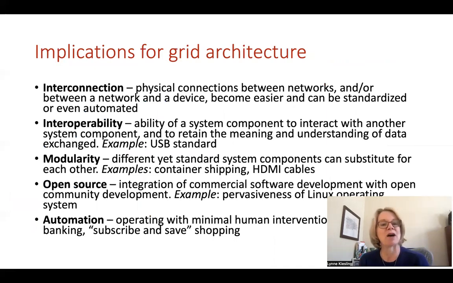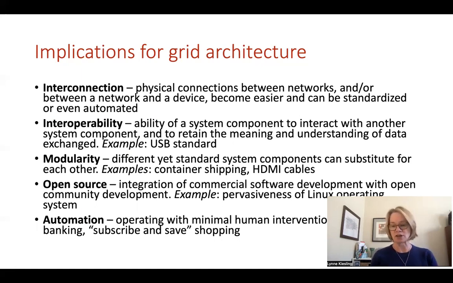Digitalization has very powerful implications for grid architecture. And I go through these in some depth in the paper. Here I want to just highlight some concrete examples just so you can get a feel for what we mean by grid architecture. Grid architecture is basically the way that the system of systems that make up the grid relate to each other. And one of the most important characteristics of that relationship is interconnection, right?